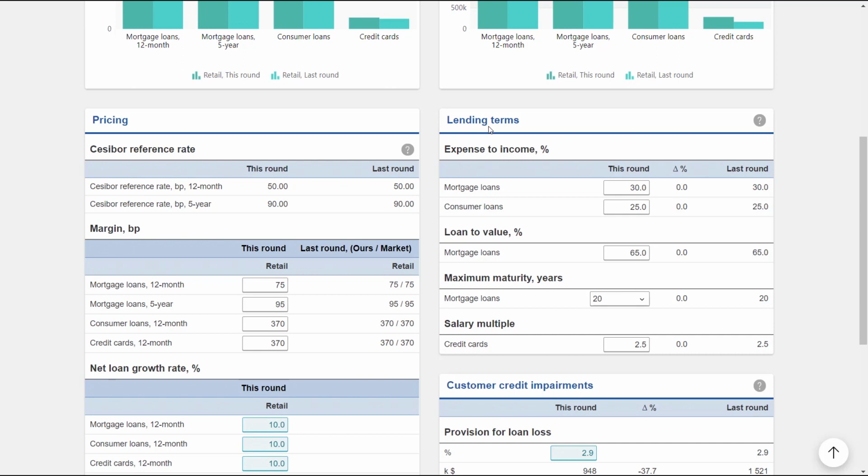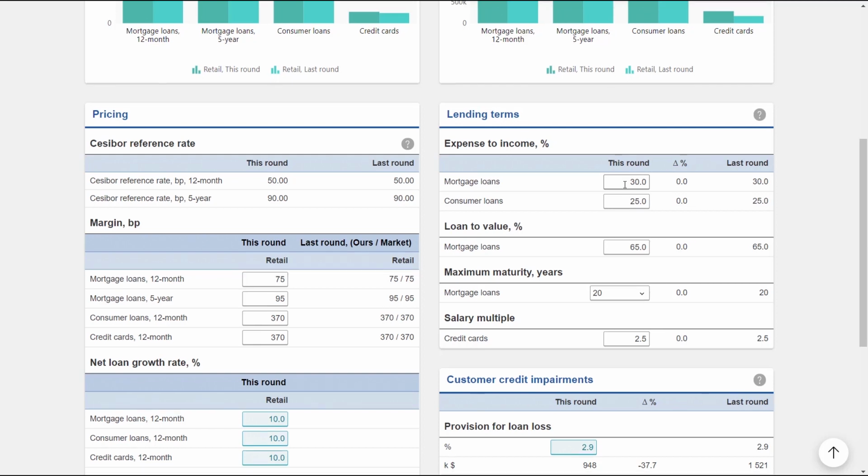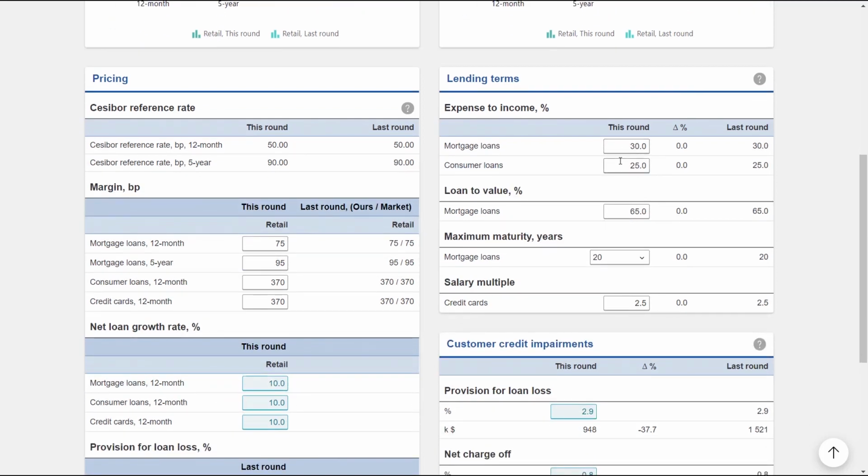Here on the right hand side I decide the lending terms. The first one is expense to income. So this means the percentage of the monthly or annual income that is spent on servicing the loan. And the higher the expense to income, the more loose or more aggressive we are in trying to acquire the client. And vice versa, the smaller this number is, the more conservative we are in getting the customer.